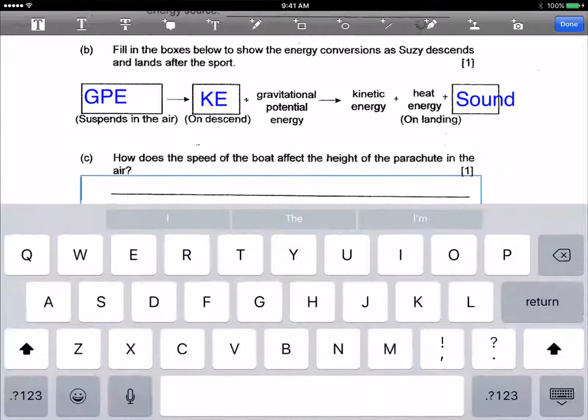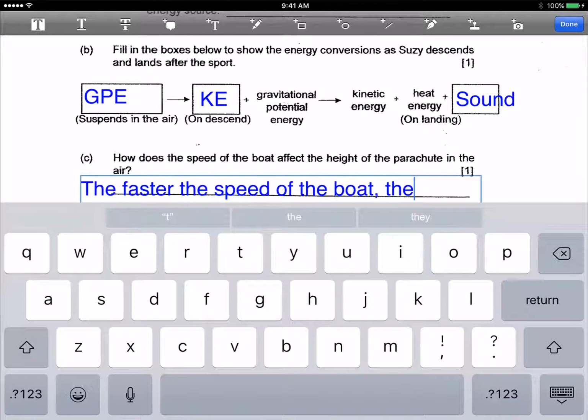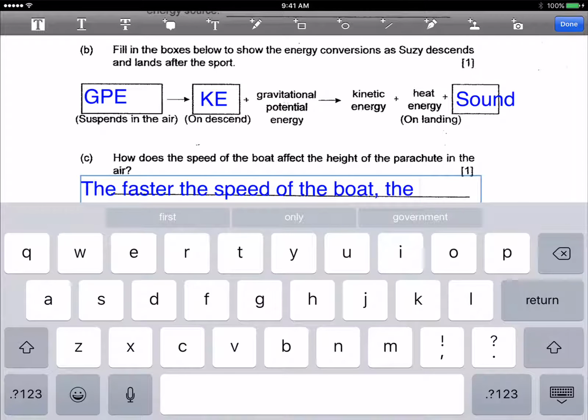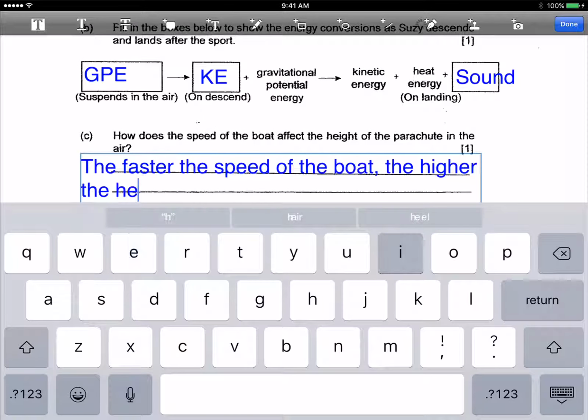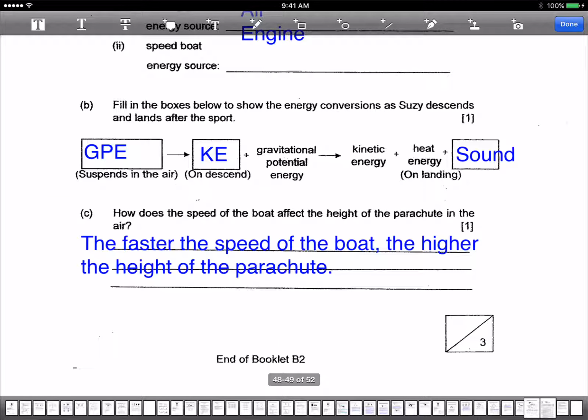So the faster the speed of the boat. We usually take about the whole lesson. Yeah. So very good. You see, well done. Yeah, improving, right? So the faster the speed of the boat, the higher the height of the parachute. Right? You don't have to explain. Okay? They just ask you. Alright, so we go for a short break, 5 minutes, and we'll be back in 5 minutes.